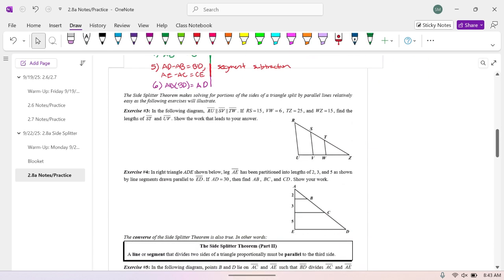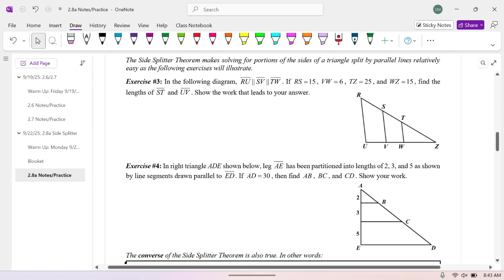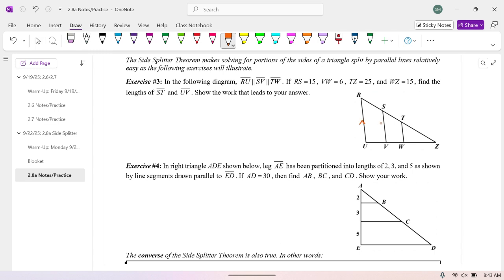So let's look at some examples with this. All it's saying essentially is that if you split the sides, they're proportional to each other. So in the following diagram, RU is parallel to SV, which is parallel to TW. So these three lines are all parallel to each other.